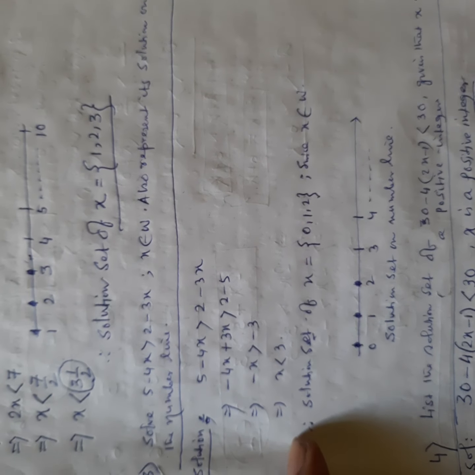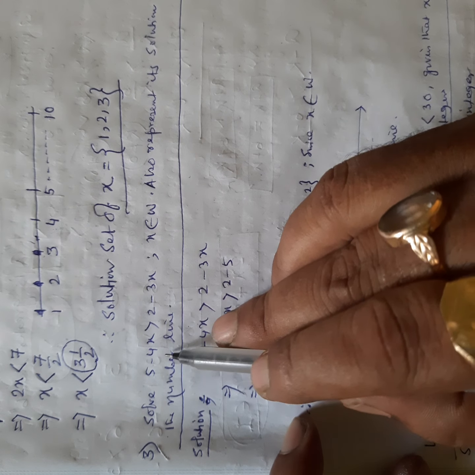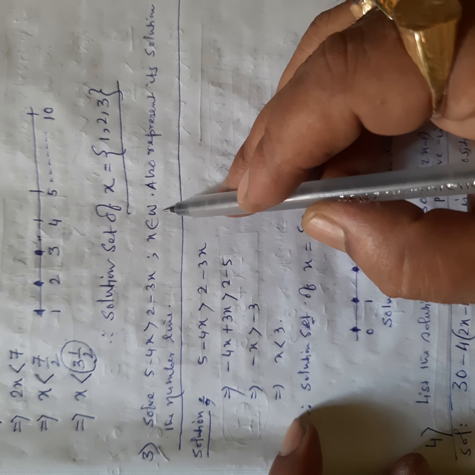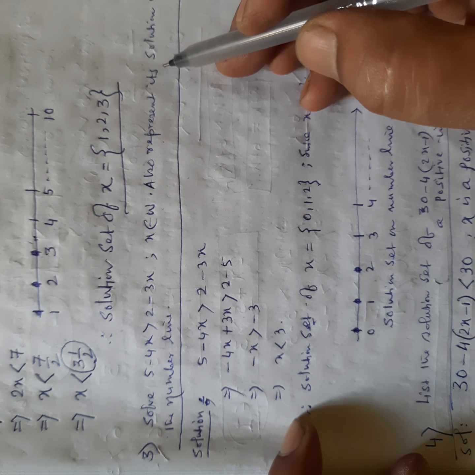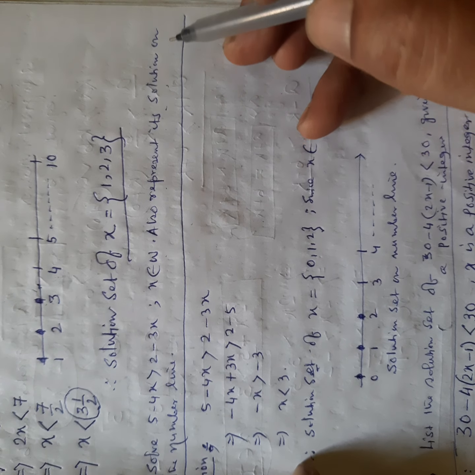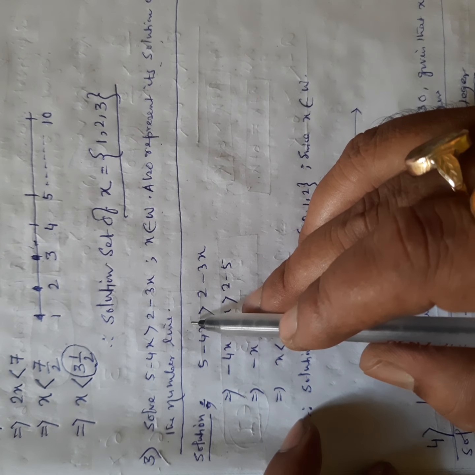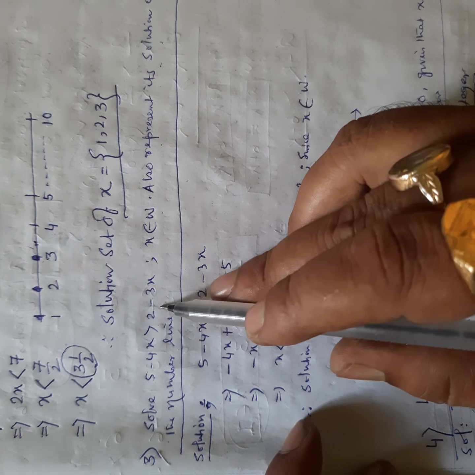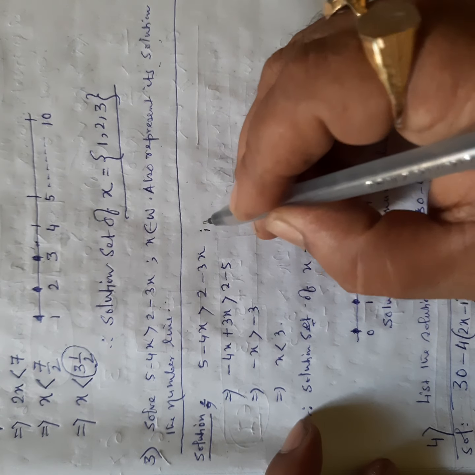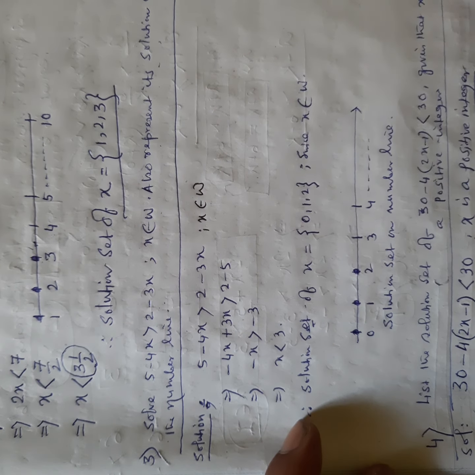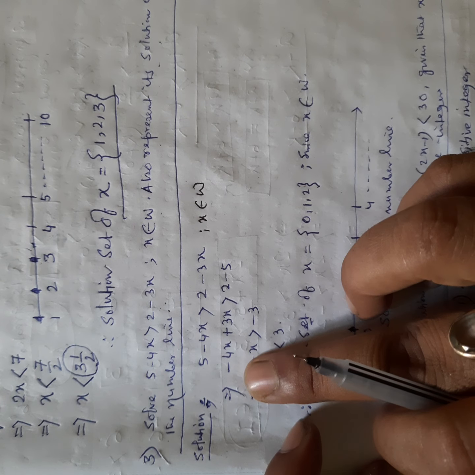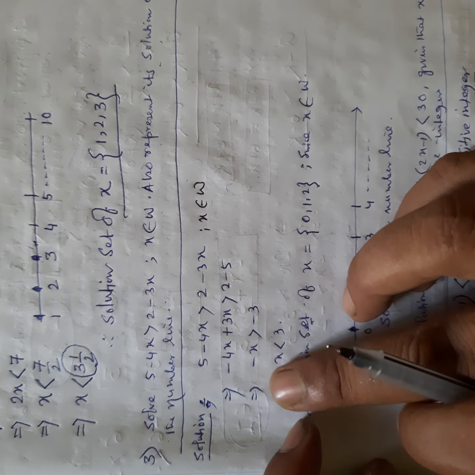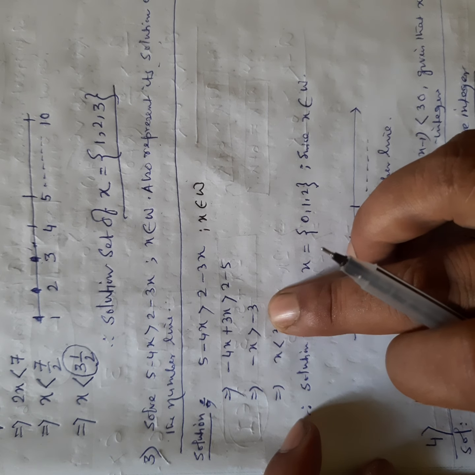Next, question number 3. Solve 5 minus 4x greater than 2 minus 3x such that x belongs to W. Also represent its solution on the number line. The given inequation is 5 minus 4x greater than 2 minus 3x such that x belongs to W. This implies that minus 4x plus 3x greater than 2 minus 5. This implies that minus x greater than minus 3.